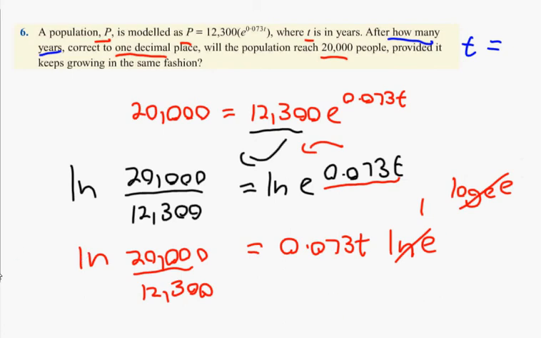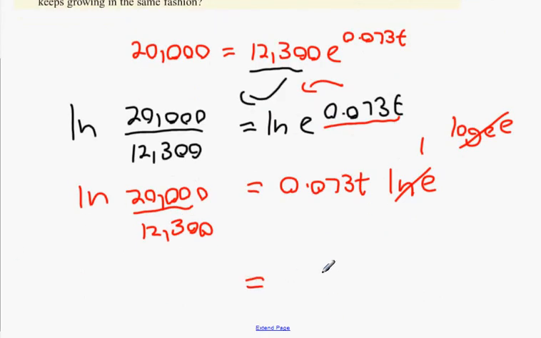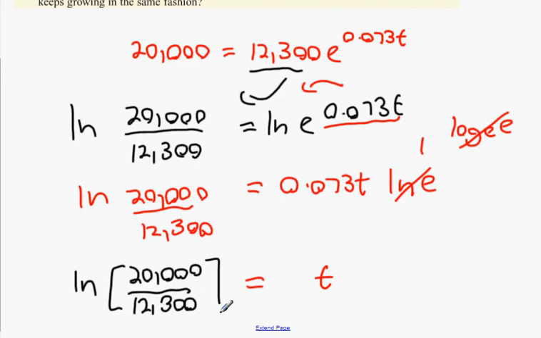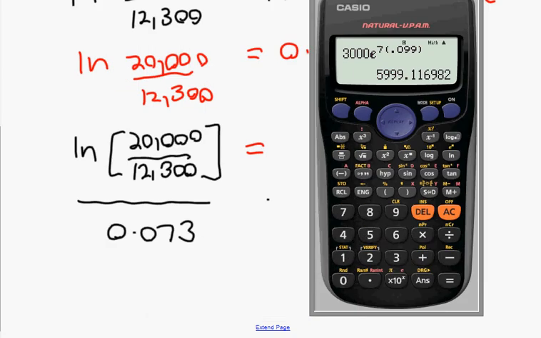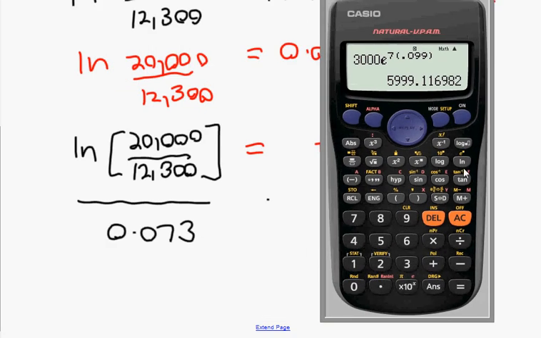Get t on its own. What do I need to do? So divide ln of 20,000 over 12,300 by 0.073. Now, there's no need to find out what this is yet. Just leave it to the very end. It means you're not rounding off, and therefore you're not likely to make any errors. And now just put it all into the calculator. You could do it in one step if you wanted. I suppose you could press the fraction button right away, then press the second fraction button, and do it all in one go. Or you could do it in two goes using the answer key. It's all the same.